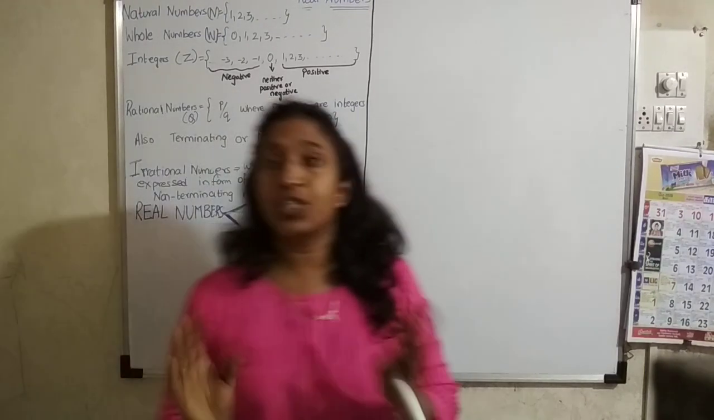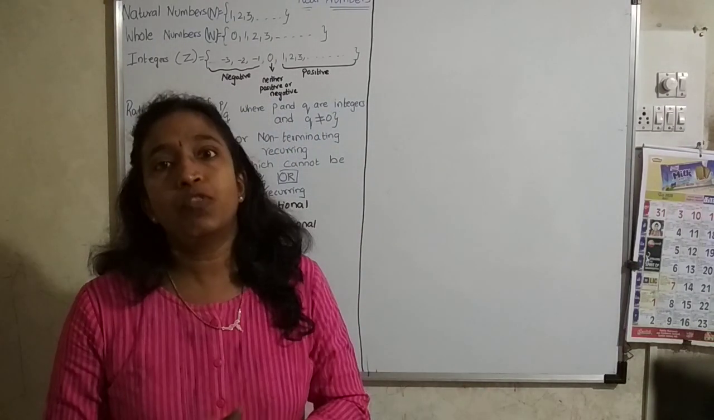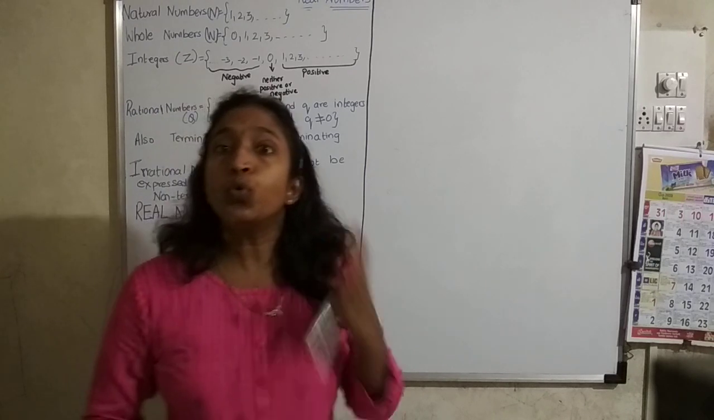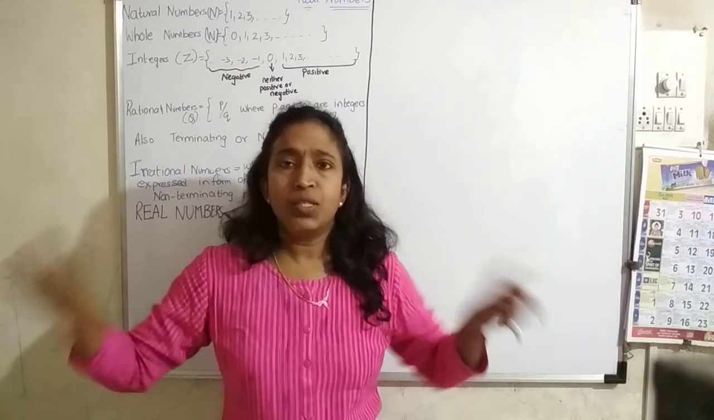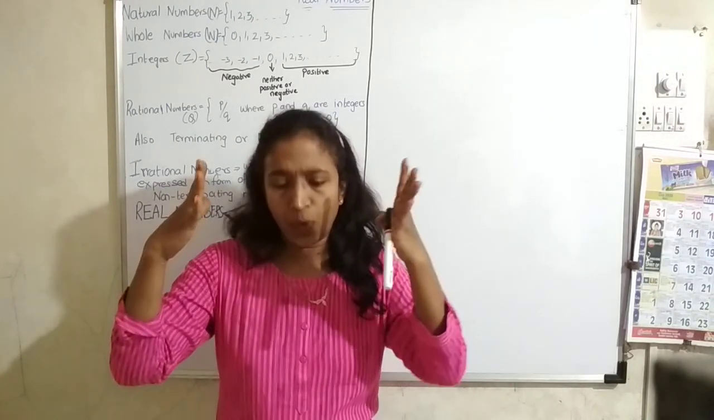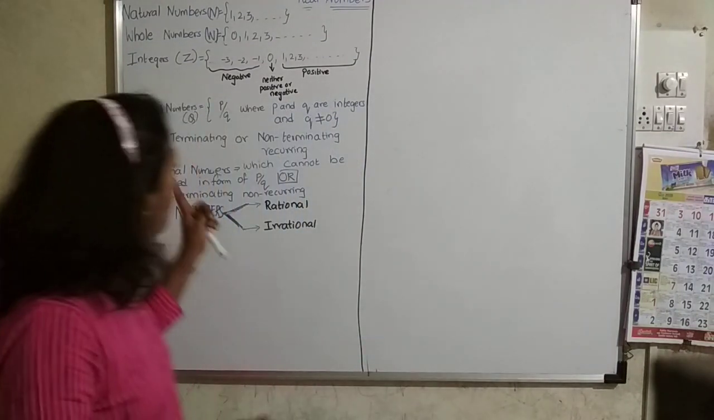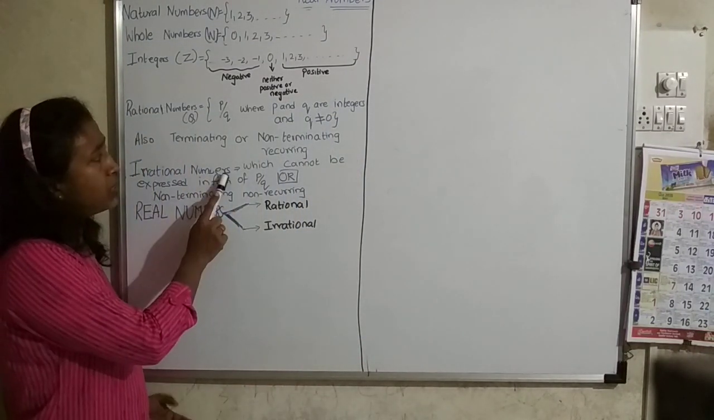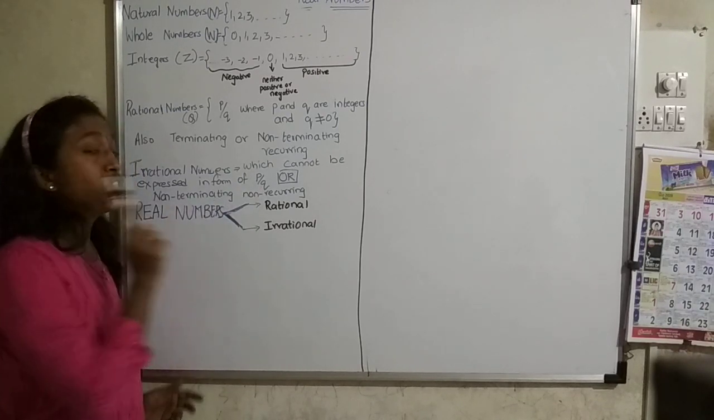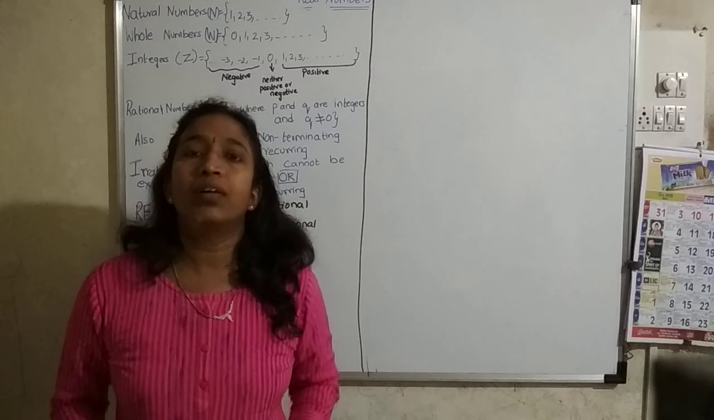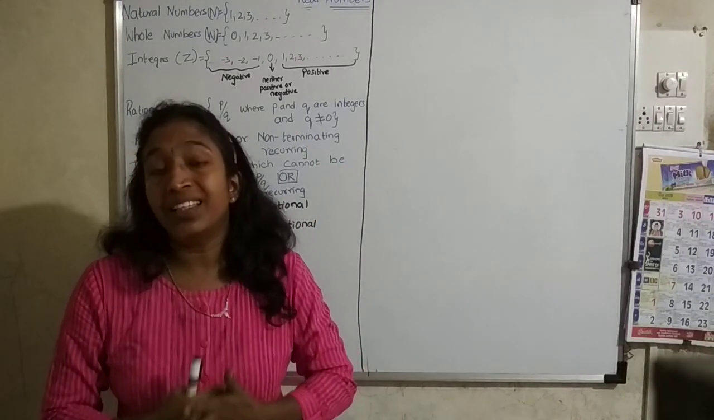Irrational numbers cannot be expressed in the form of P upon Q. This next set of numbers, irrational, you were introduced to in 9th standard. You came to know root 2, root 3, root 5, and how to locate them on the number line. So on the number line we learned how to plot rational numbers and irrational numbers. In decimal form, if it is non-terminating and non-recurring, then it is said to be an irrational number. This is the journey we have covered till 9th standard.